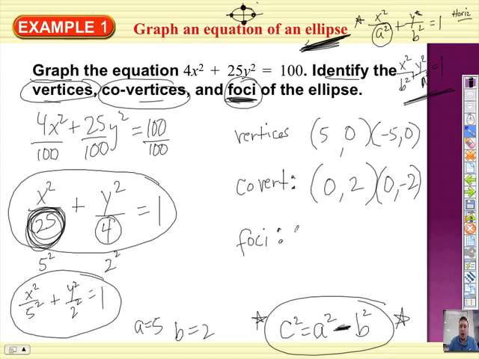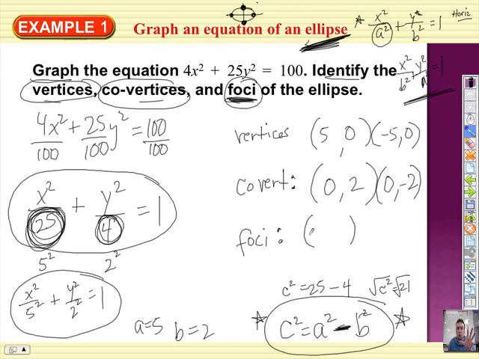Okay? Foci, all we need to do is use this formula. C squared. I don't know C, so I can't put it in. So C squared equals A squared. What's A squared? Right here, 25. Minus B squared, which is right here, 4. So C squared equals 21, which means foci deals with C. What is C? Square root this, square root this. Square root of 21, that doesn't break down.